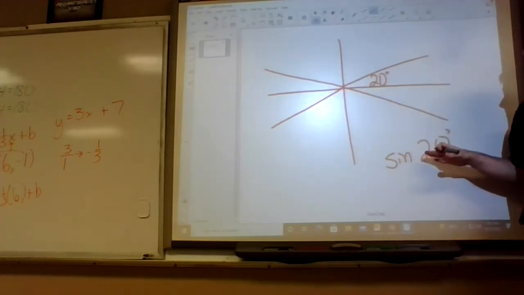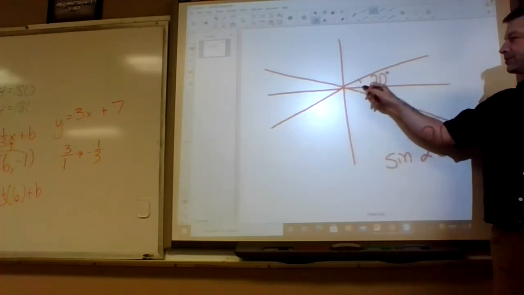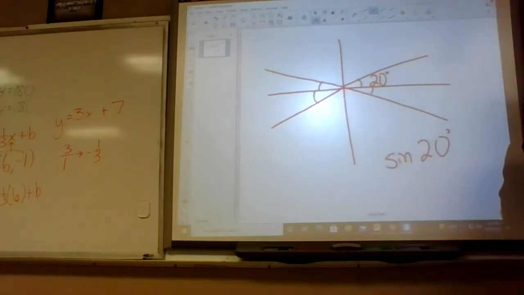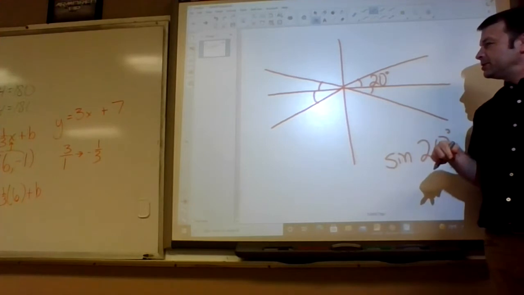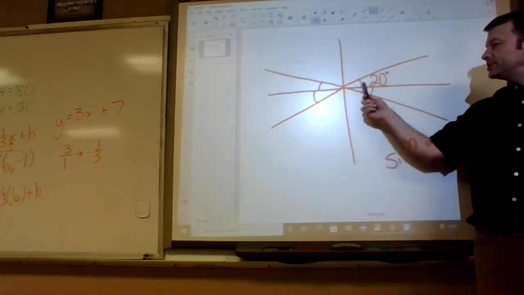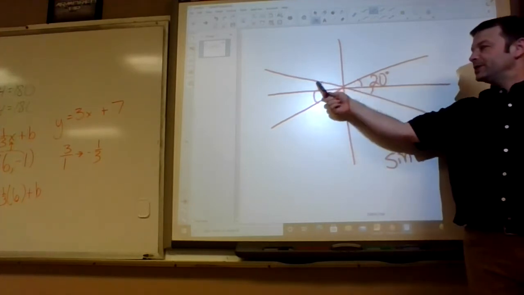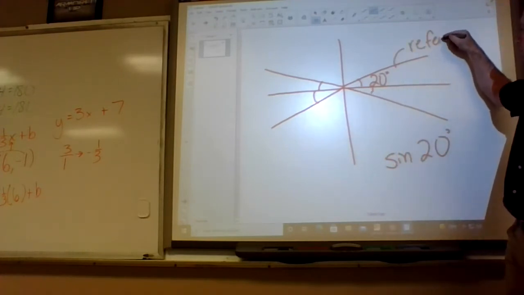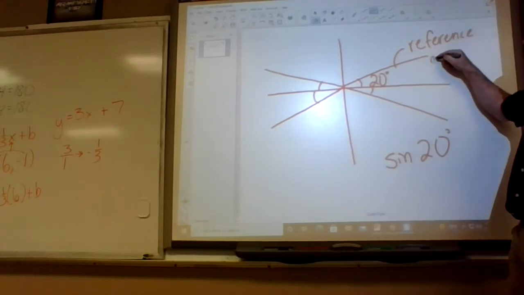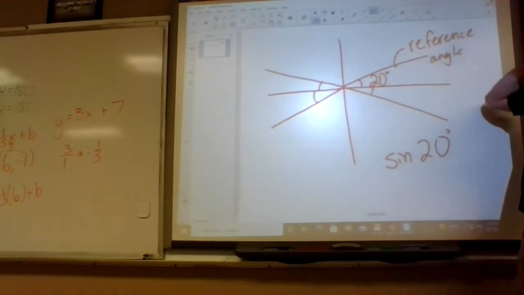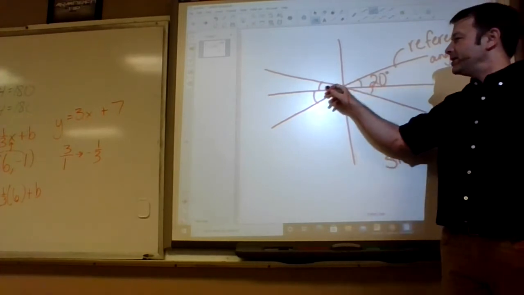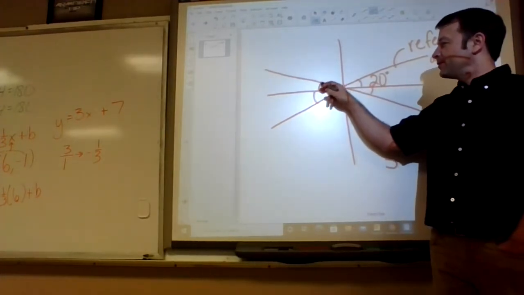So it turns out that all these angles that I drew right here, the sine of those angles always comes out to be the same. So this 20 degrees is the reference angle for these other three angles. Reference angle. So this one right here, it's 20 degrees off of 180.